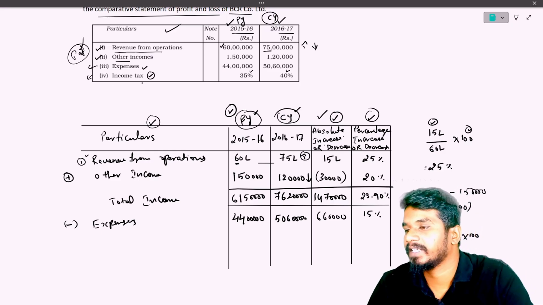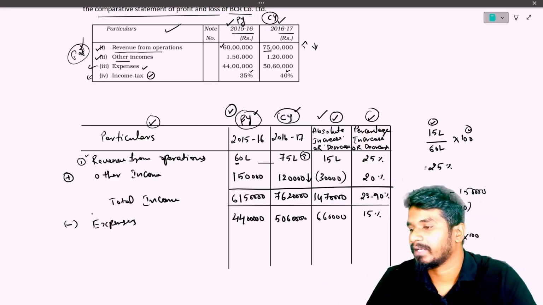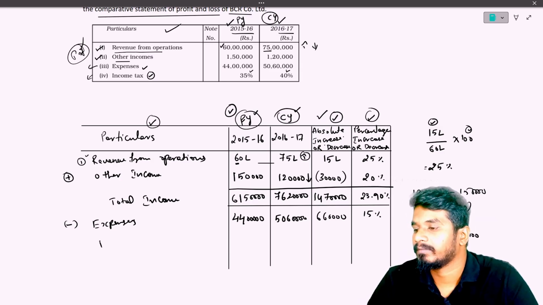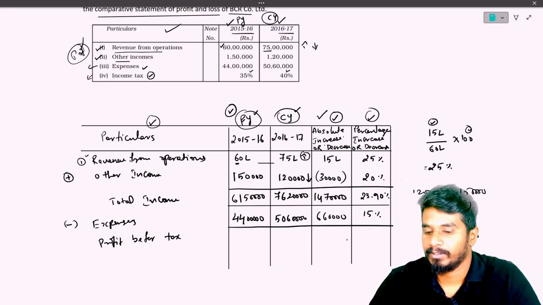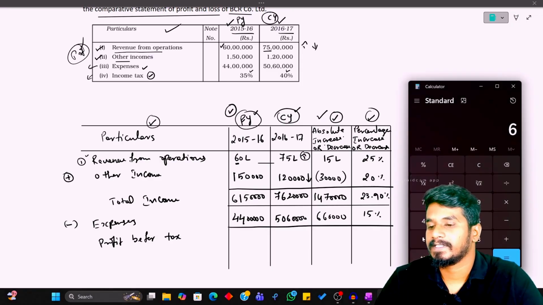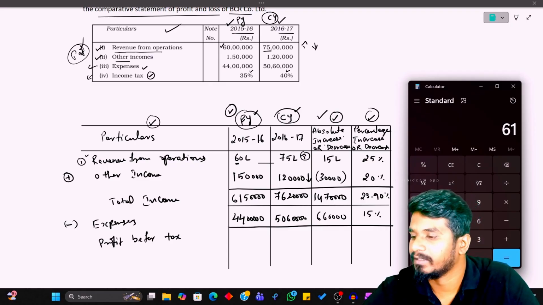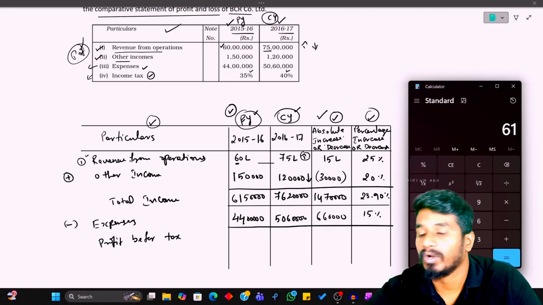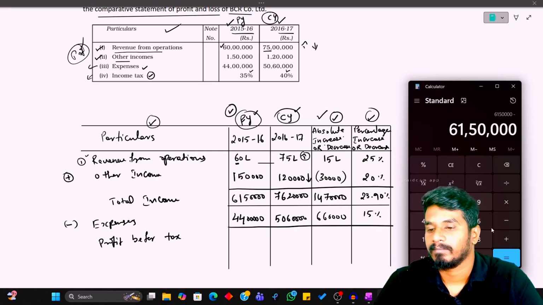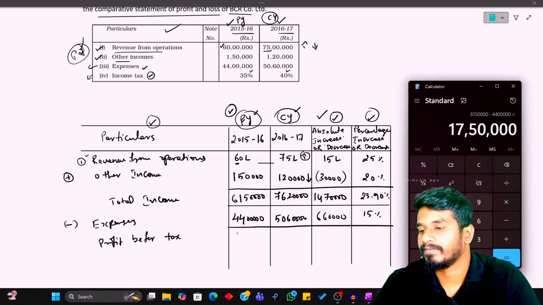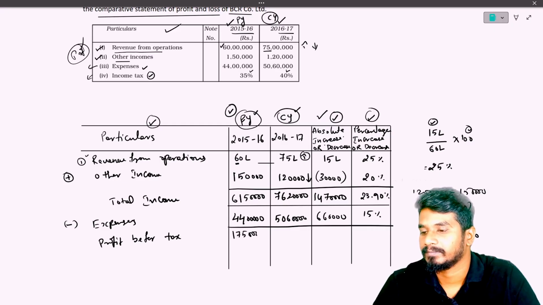So here we have income tax, we need to minus after profit before tax, right? So profit before tax, we need to minus it, that is 61 lakh total from total income, we need to minus expenses, then you'll get profit before tax, right? Correct. 61 lakh 50,000 minus 44 lakhs. You'll get 17 lakh 50,000 as profit before tax.